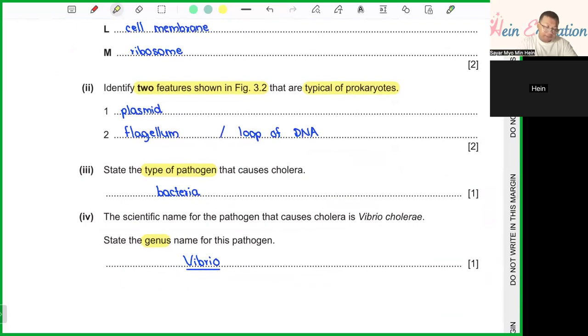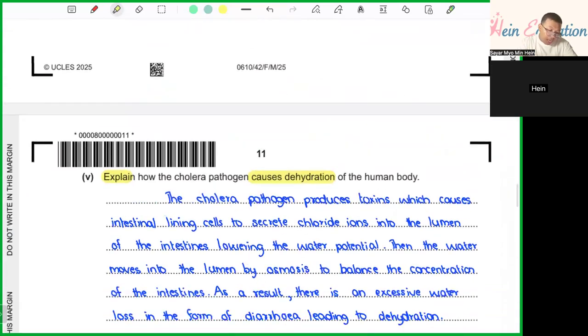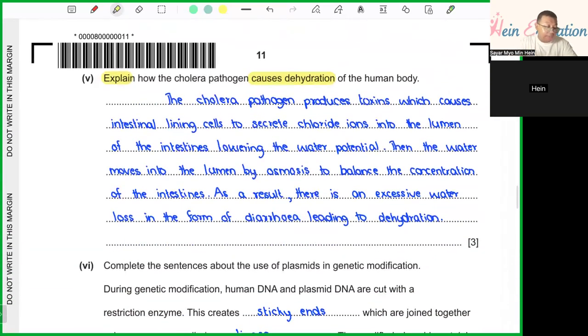The type of pathogen that causes cholera is bacteria. They give you the scientific name of the pathogen, and we have to state the genus. So it's Vibrio cholerae, right? Vibrio is the genus and cholerae is the species. So Vibrio, and don't forget to underline it since it is a scientific name. And explain how the cholera pathogen causes dehydration of the human body.